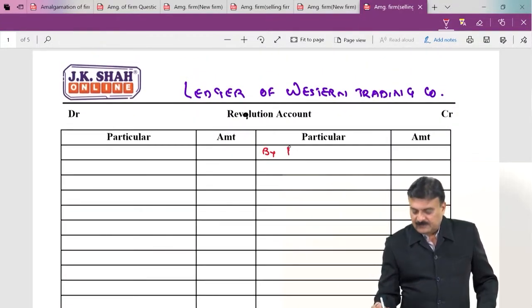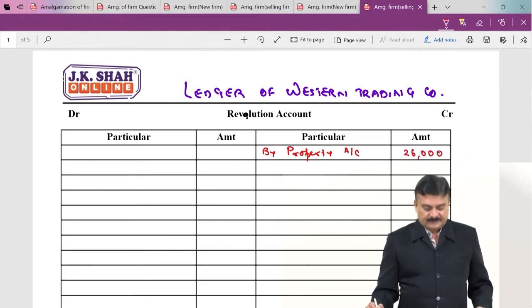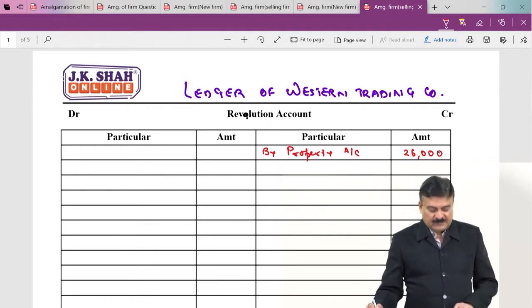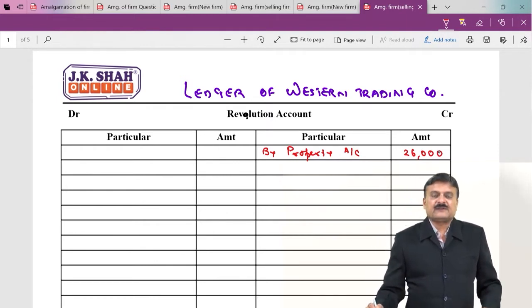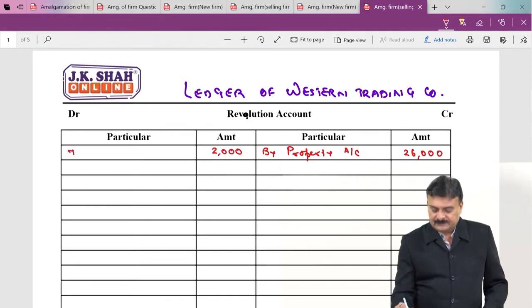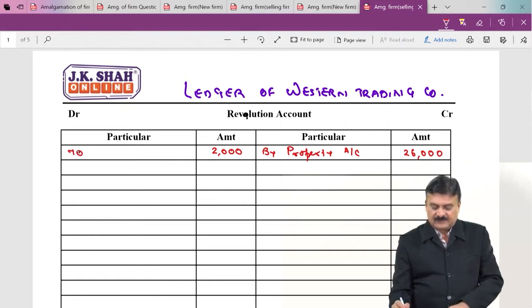name of the asset is property. So, by property account amount 26,000. Next, after properties, fixtures, book value is 18,000, adjustment is saying 16,000. So, coming down by 2,000, it is a loss. So, revaluation debit side to, name of the asset is fixtures.